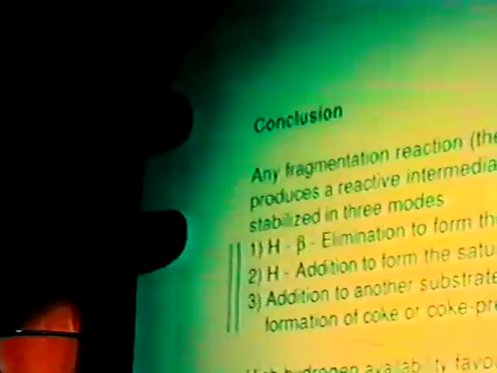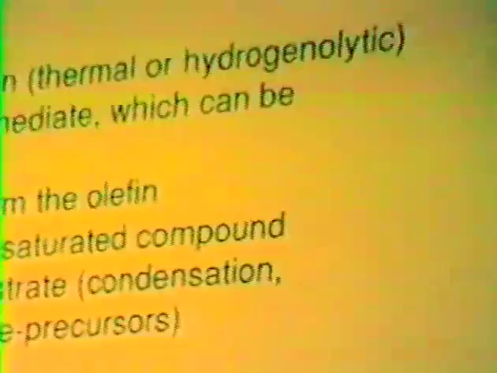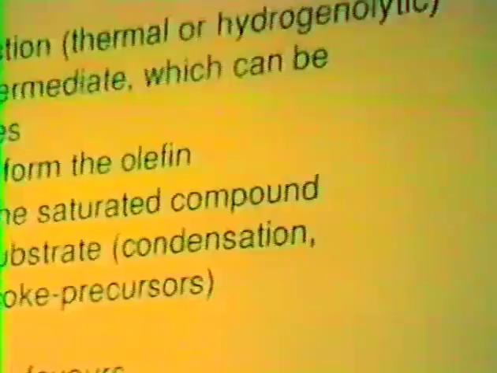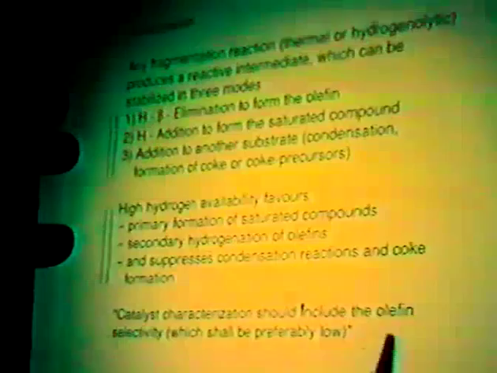And so one may draw a few statements. H beta elimination to form the olefin is very important. H addition to form a saturated compound as well, normally slower. Addition into another substrate is very important. These may be the pathway in direction to higher molecular weight compounds, coke precursors and so on. And the hydrogen availability favors the primary formation of the saturated compounds, then secondary hydrogenation of olefins, and it suppresses condensation reactions and coke formation. So we should also always think of the olefin as a product of an HDS, HDN reaction, and take it also into account when characterizing these catalysts.